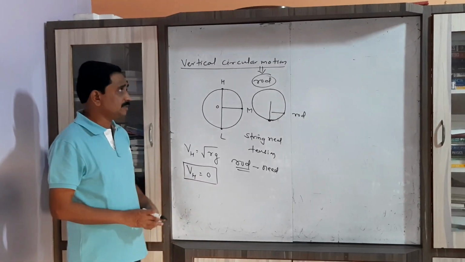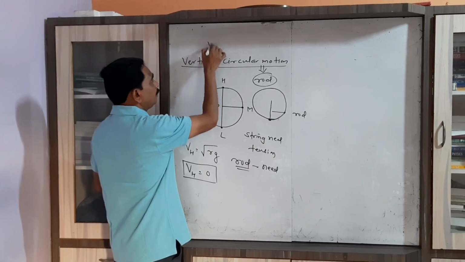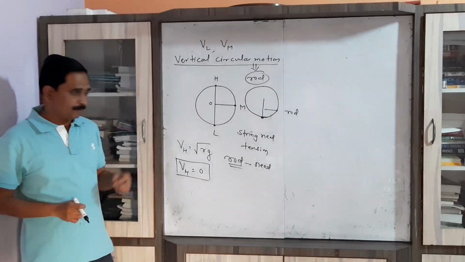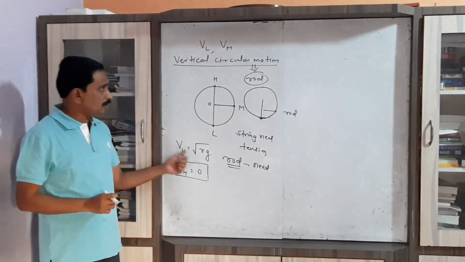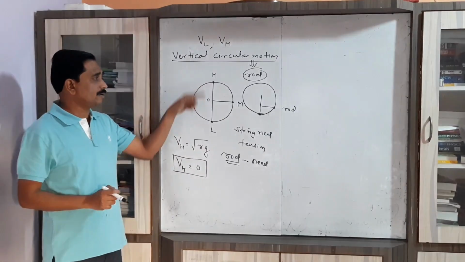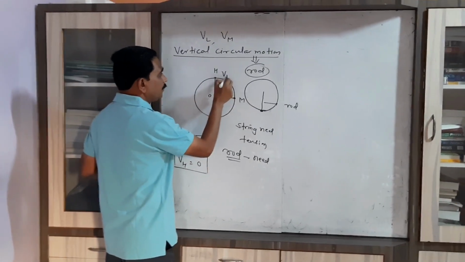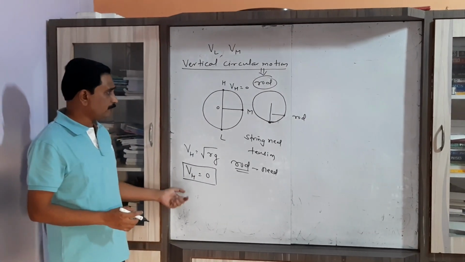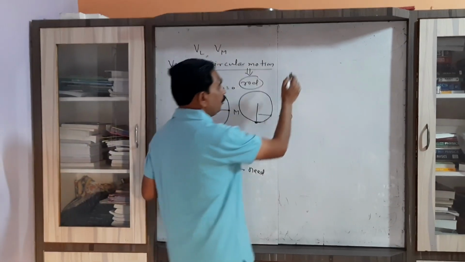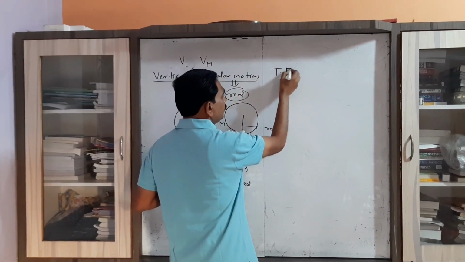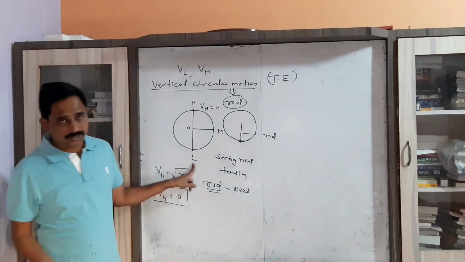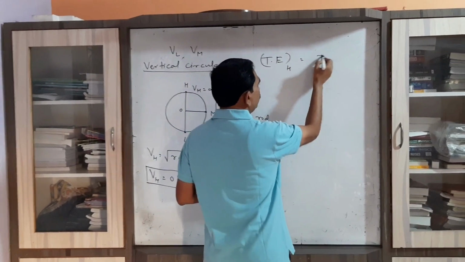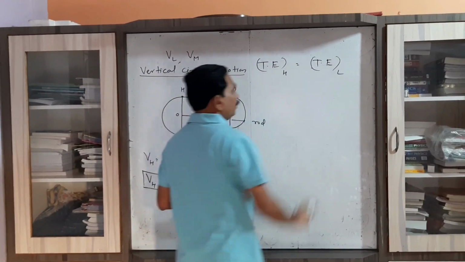So now by considering this concept, we have to find the velocity at the lowest position and the velocity at the middle position, by considering the velocity of that body at the highest point equal to 0 when we use the rod instead of the string. Now in order to find the velocity at the lowest position, consider the energy conservation law, that is total energy at highest position equal to total energy at lowest position.